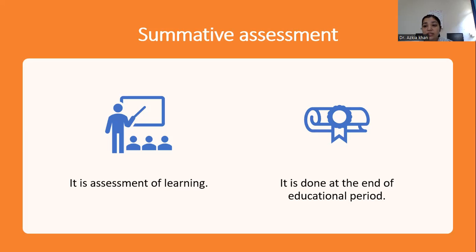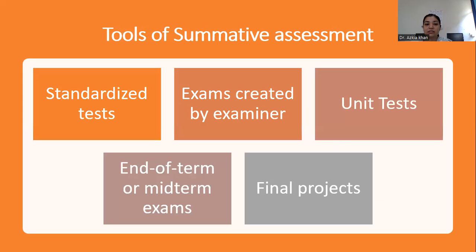Now, summative assessment. So summative assessment is the cumulative assessment, done at the end of the teaching learning process to find out whether the teaching learning process is successful or not. It is the assessment of learning. That means whatever the learning process has gone through, whether the student has picked up those concepts or not. So it is done always at the end of the session, like term-end exams, final projects, dissertations. So it is always done at the end of the learning process.